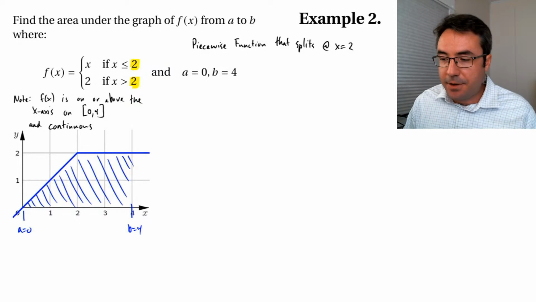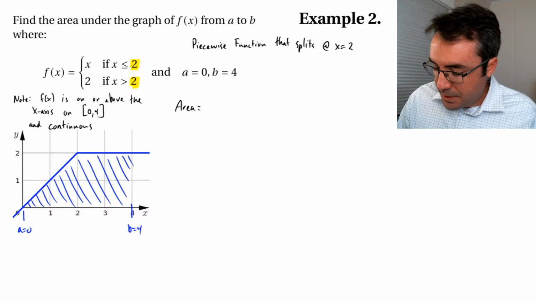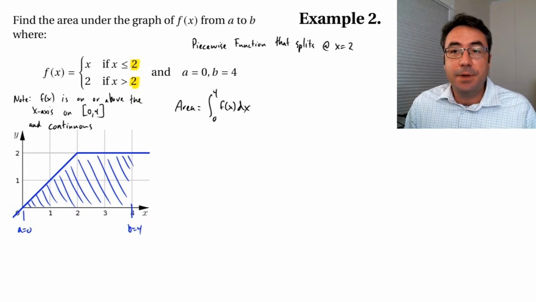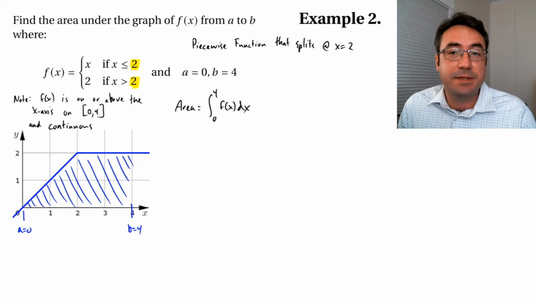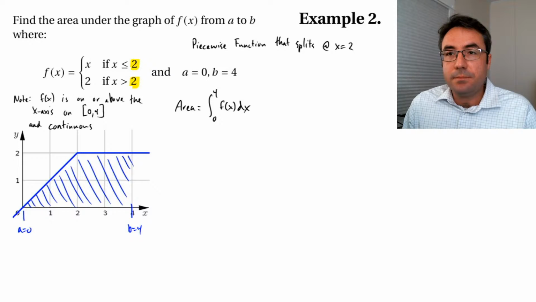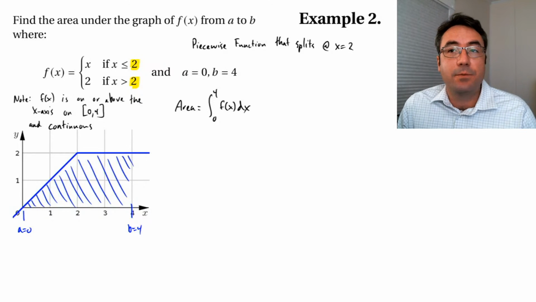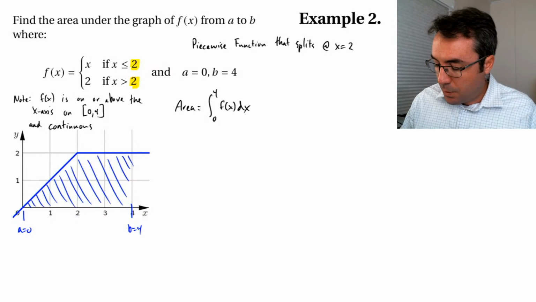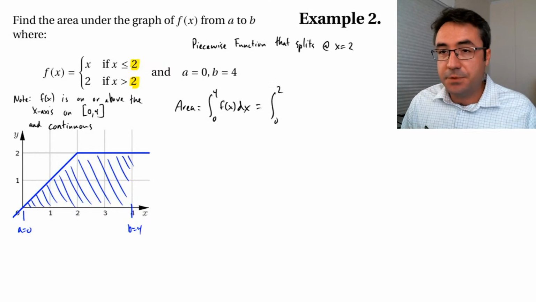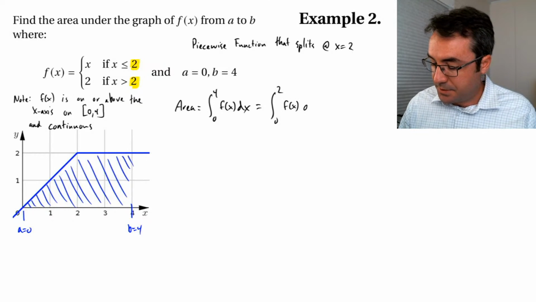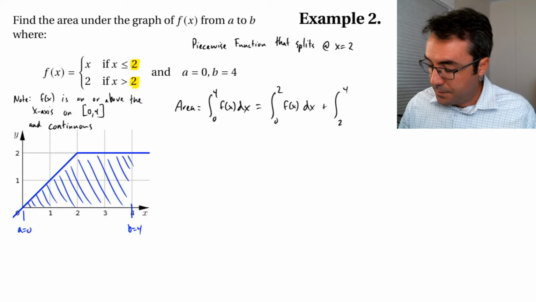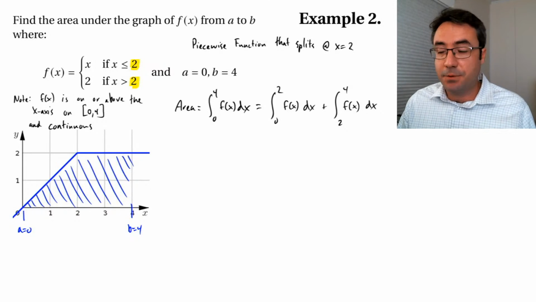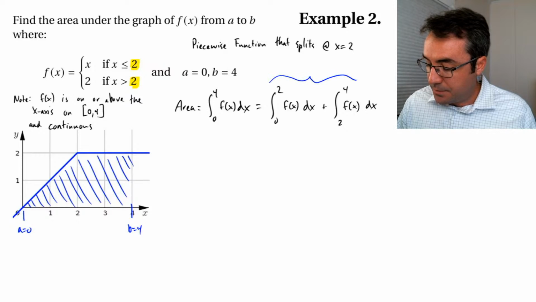So to calculate the area then just becomes an integration problem. We just need to integrate our function f of x from 0 to 4. And we can just integrate our function f of x because it's above the x-axis. How we integrate a piecewise function is we need to split up our integration wherever our piecewise function splits up. So we're going to look at the integral from 0 to 2 of f of x, and then the integral from 2 to 4 of f of x. Where our function splits at x equals 2, we also have to split up the integration.